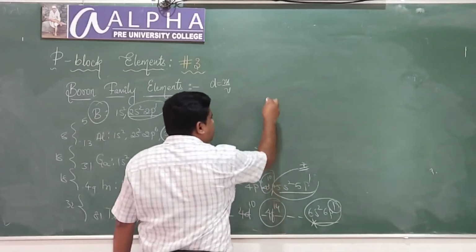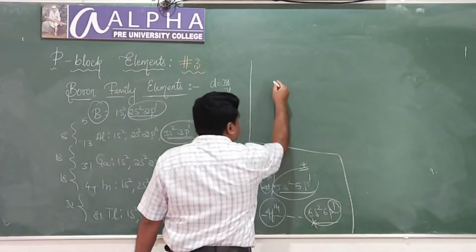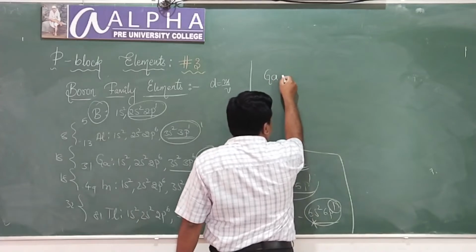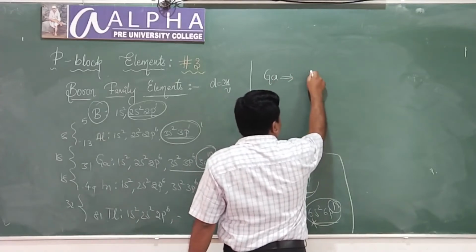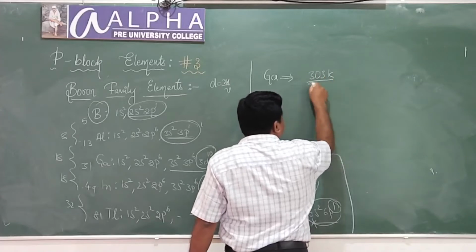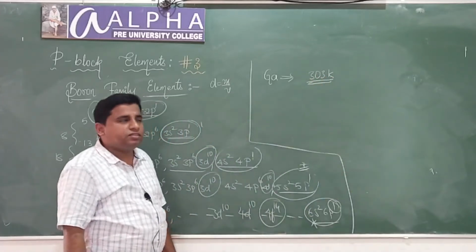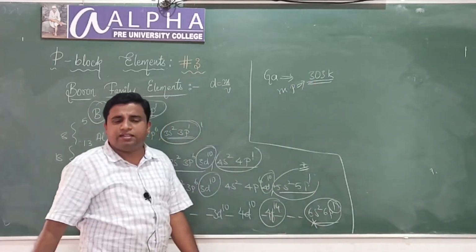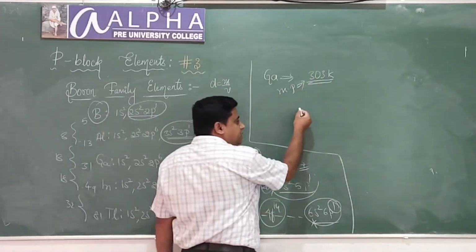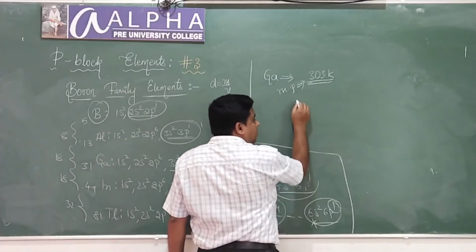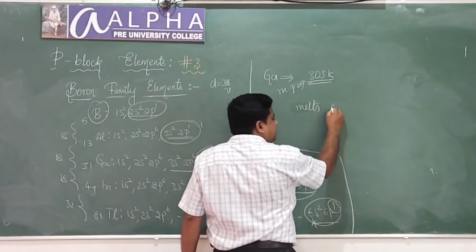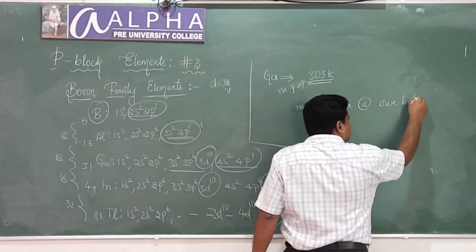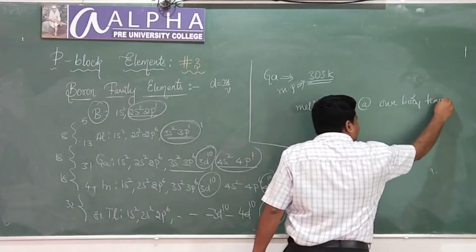Now understand one more thing: gallium has a melting point of 303 Kelvin. The melting point of gallium is just 303 Kelvin. So it melts even at our body temperature.